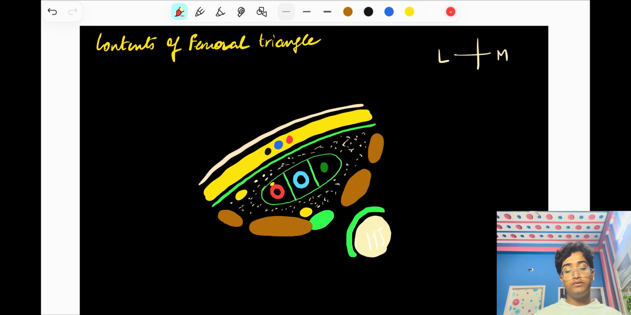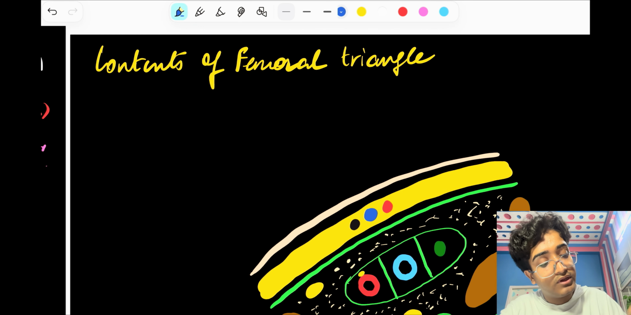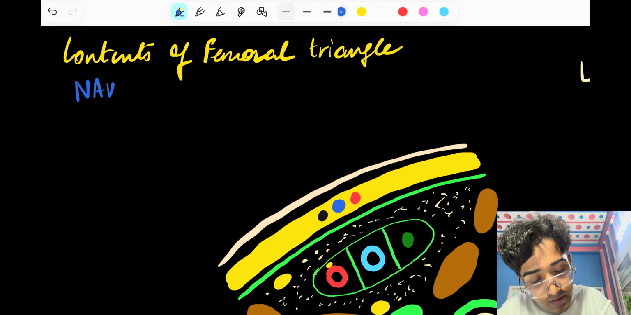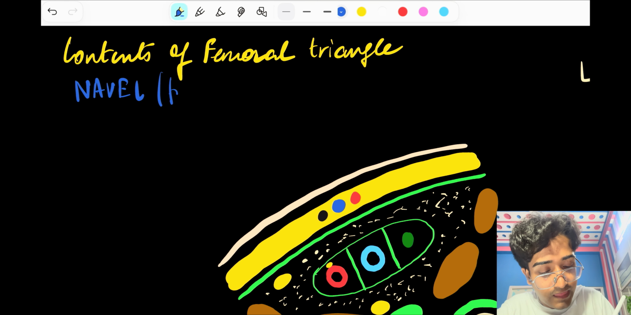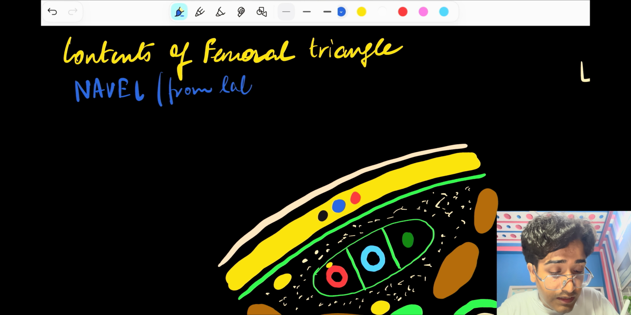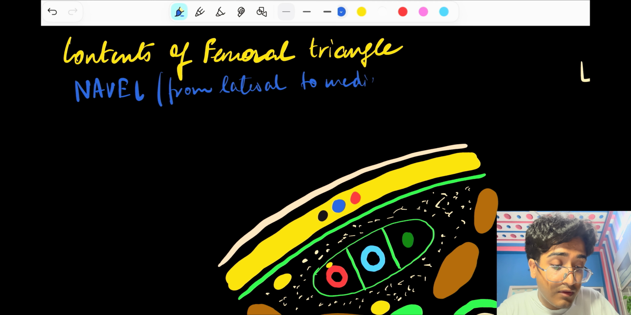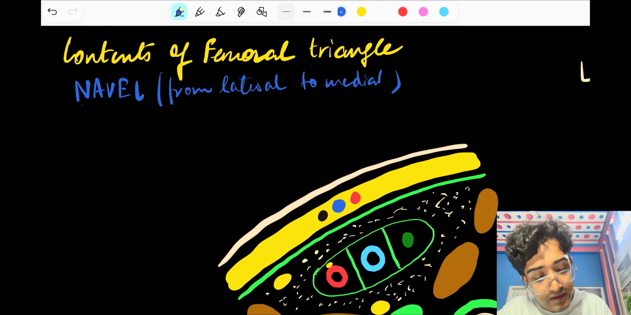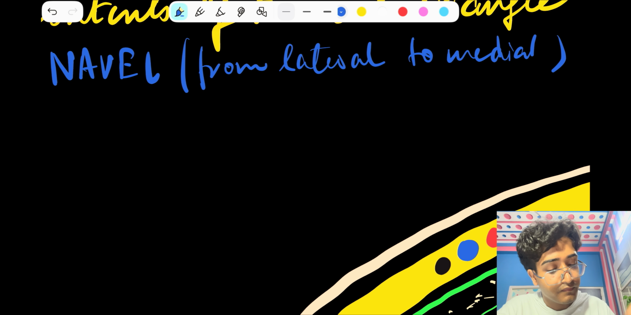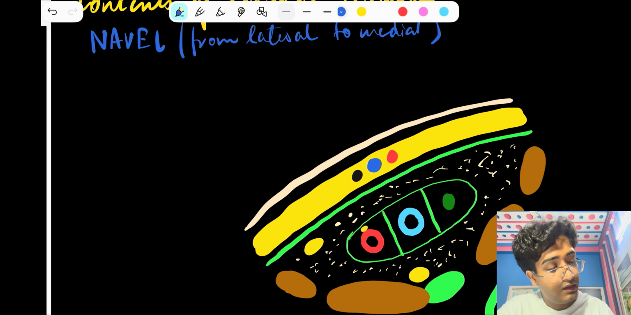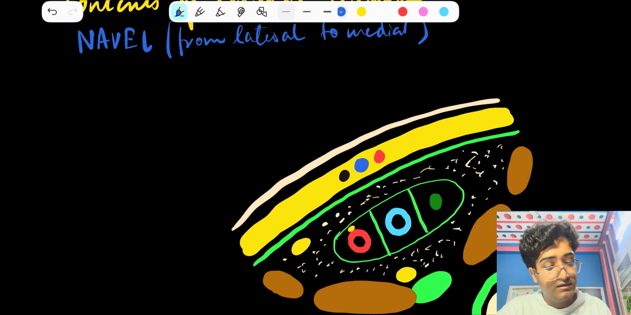Now heading to the contents of the femoral triangle, we have to learn a mnemonic. It is NAVEL, from lateral to medial side. Laterally we have nerve, then artery, then vein, and lymphatics.